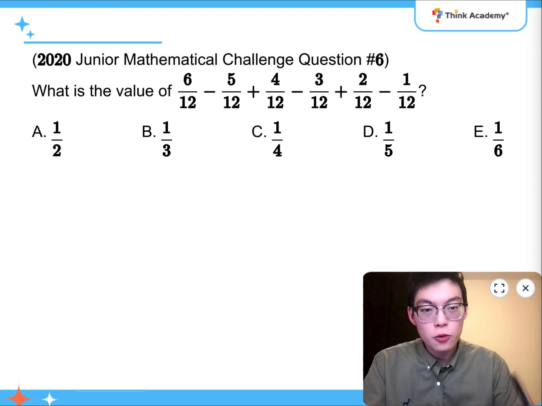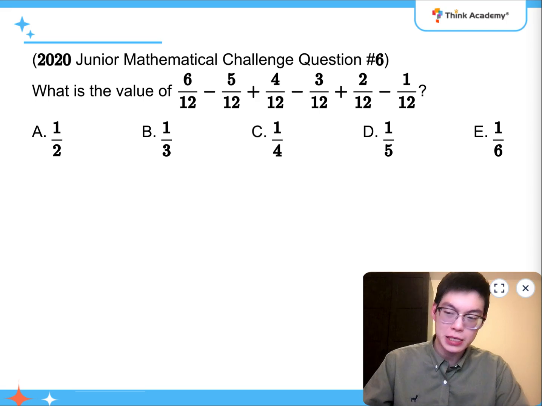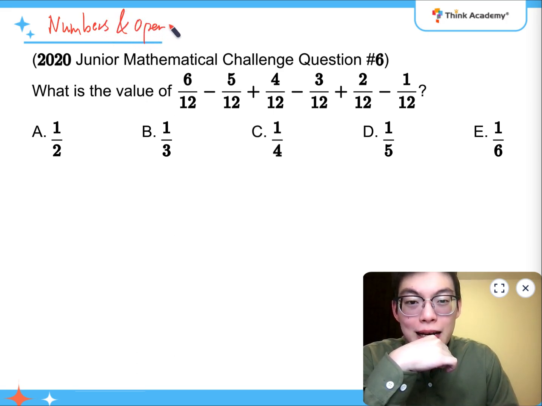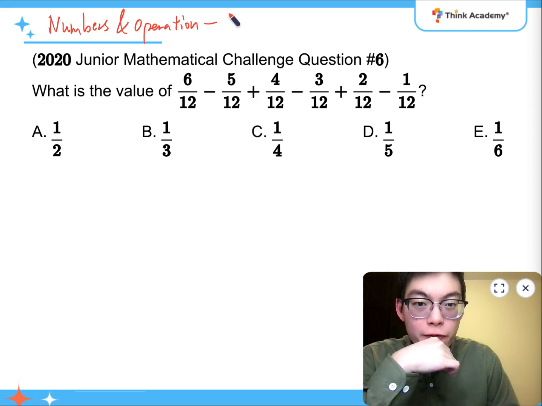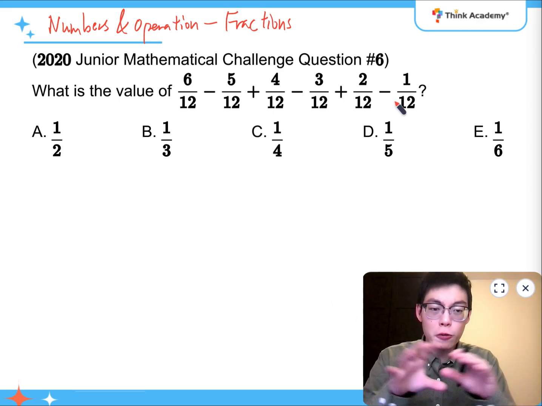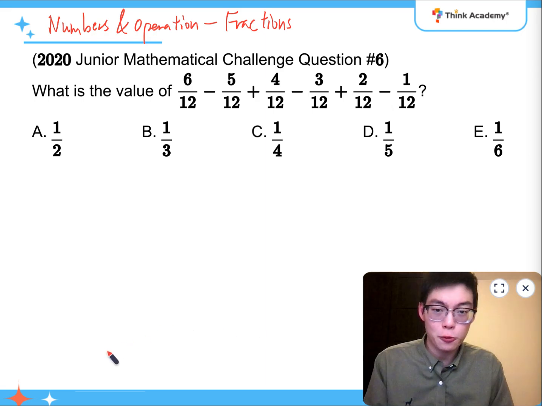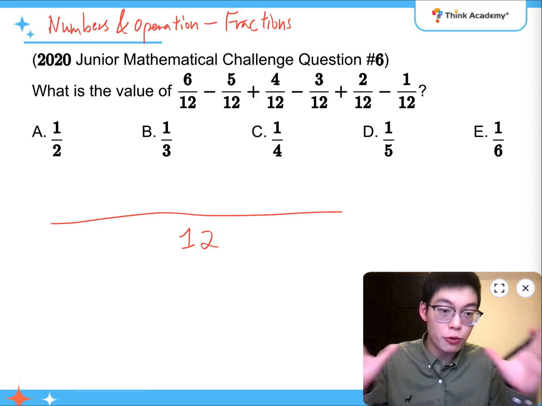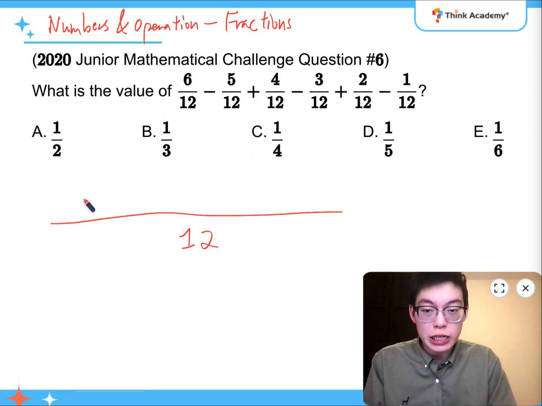And then question number 6. Super easy one. So numbers and operations again. And this will be about fractions. I believe you should be all getting this right. So essentially you can see that they're already with the same denominator, which saves me a lot of time. So I can just write a big denominator containing all the numerators. And the numerators are 6, take away 5, adding 4.